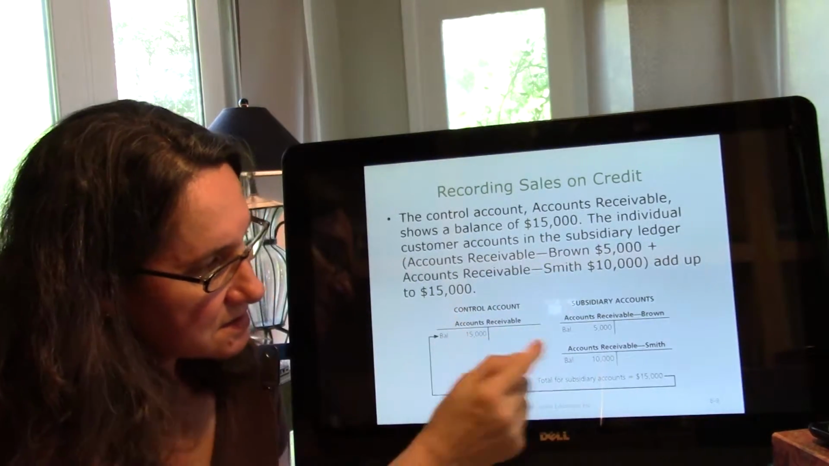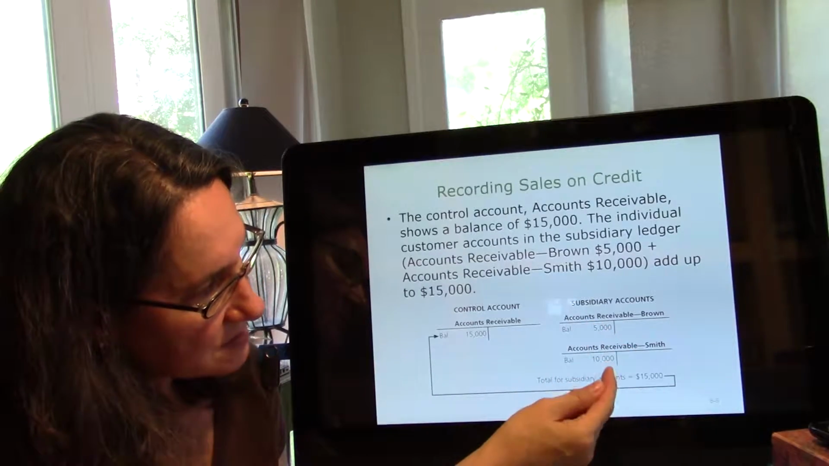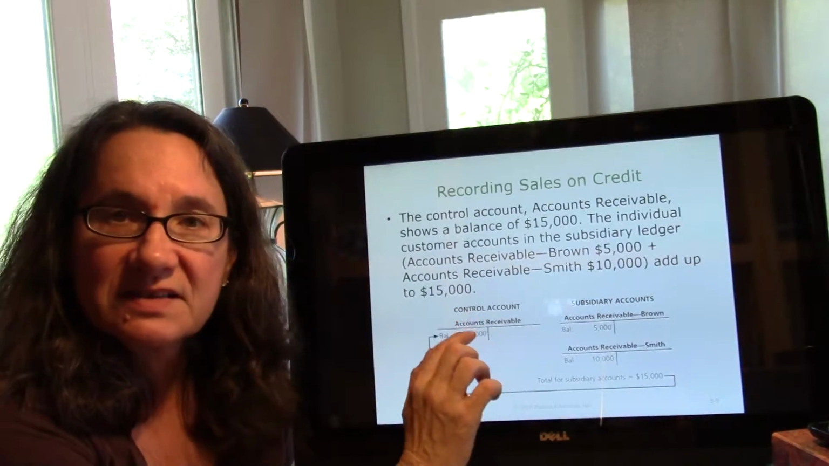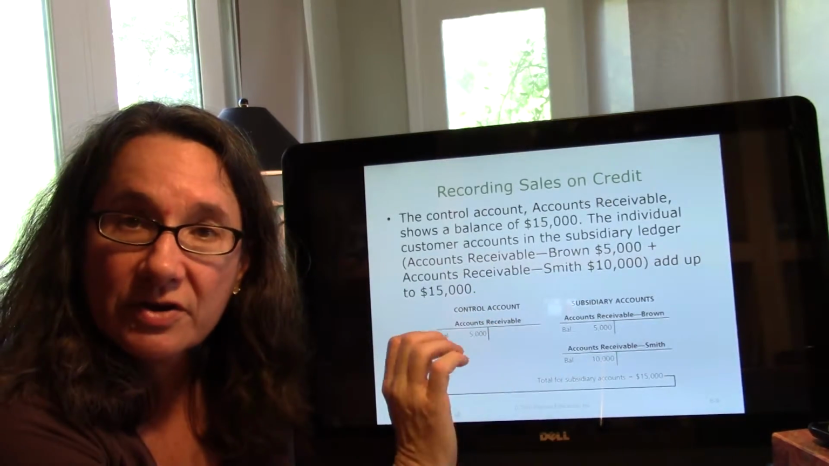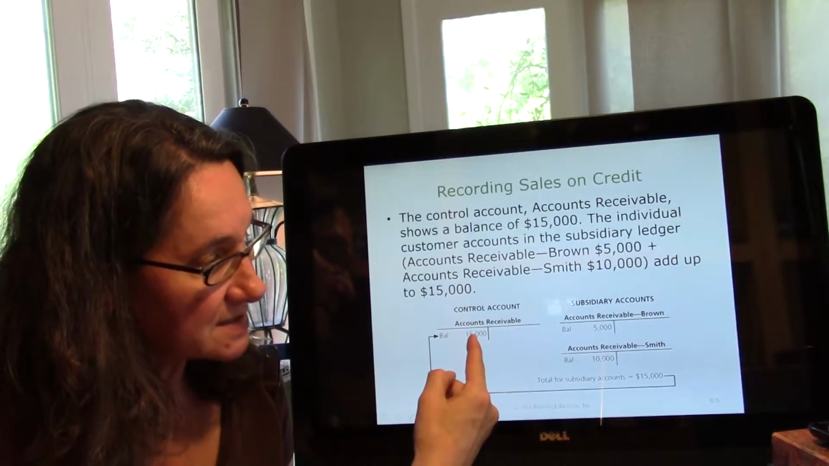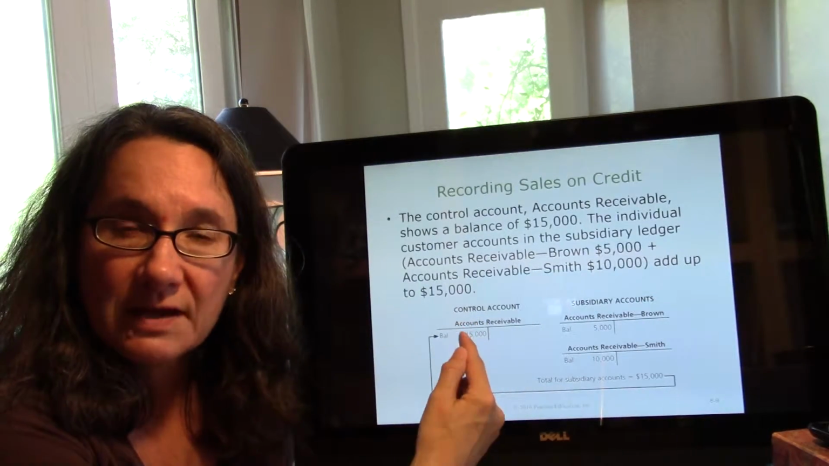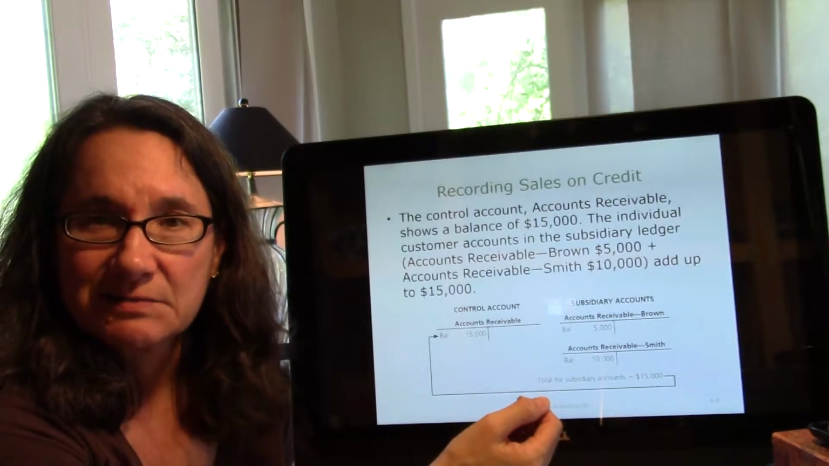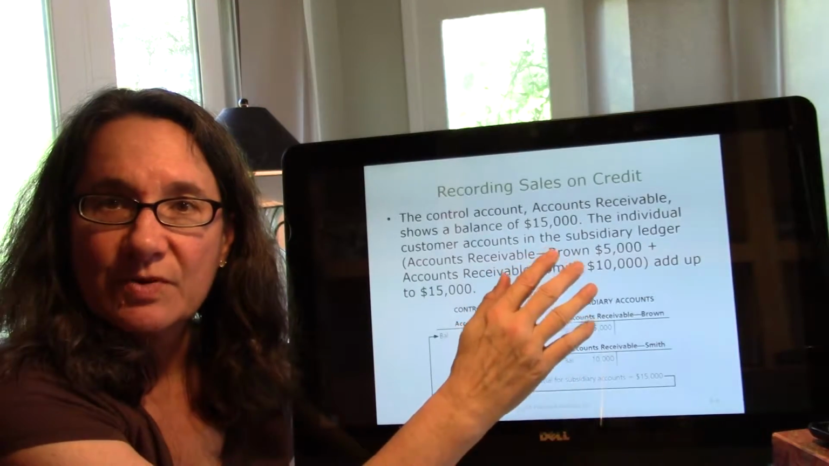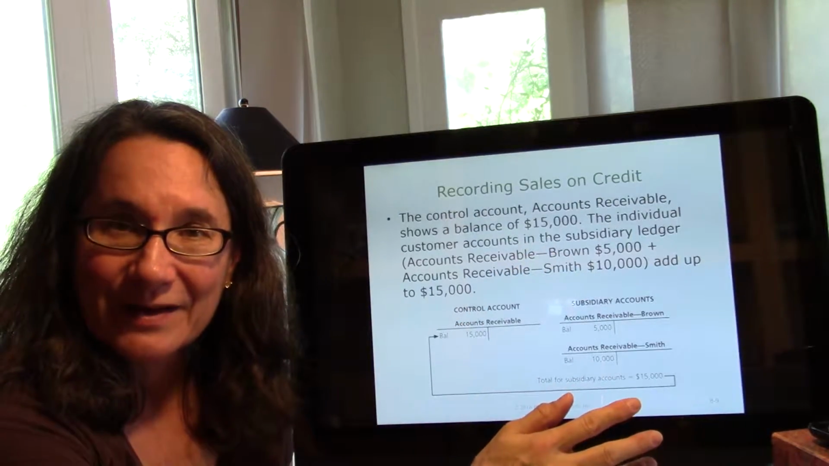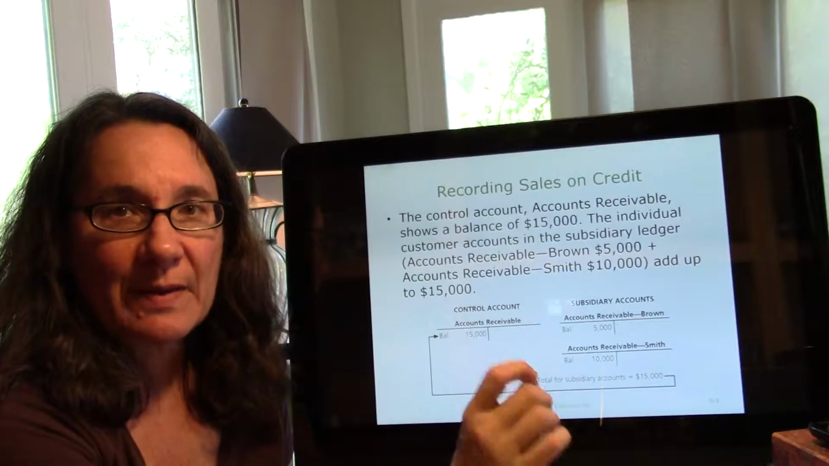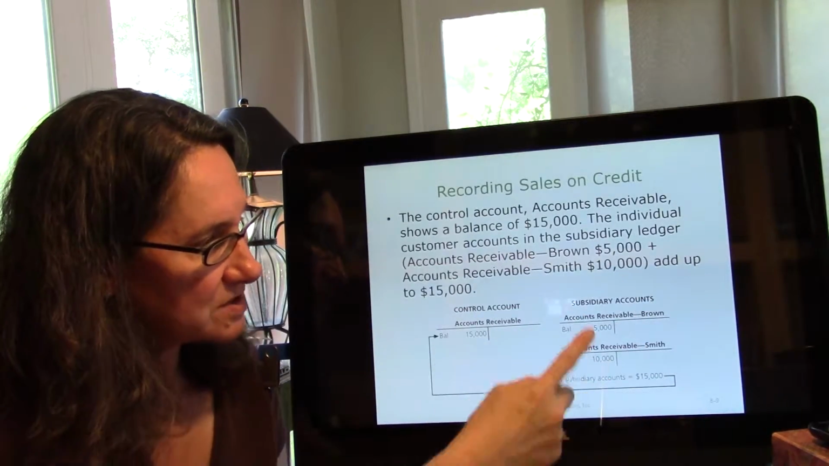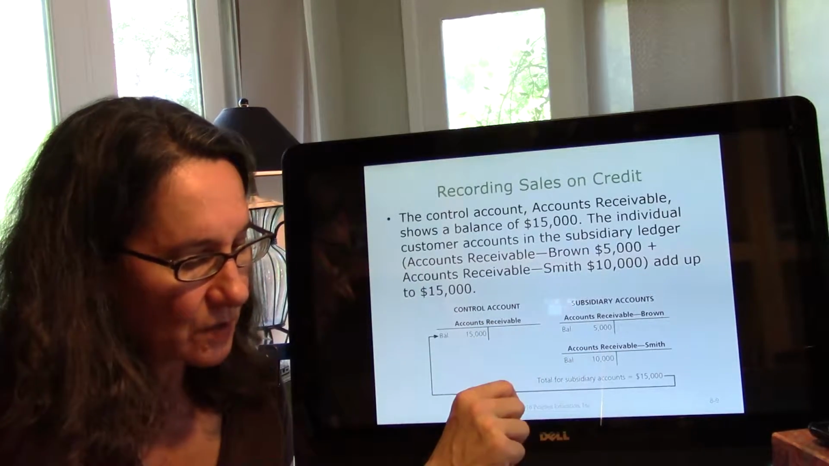So this, right, Brown 5,000, Smith 10,000 equals 15,000. So you're keeping another account going that just keeps a running total of all your accounts receivable. And this accounts receivable, the control account, is what goes on the balance sheet, right? So when you think about it, it'd be a pretty complex and hard to read balance sheet if you put every single account receivable you had on there. So obviously, to get people to pay you the right amounts, you keep track of them separately. But to go on the balance sheet, you also keep track of them as a total, right?